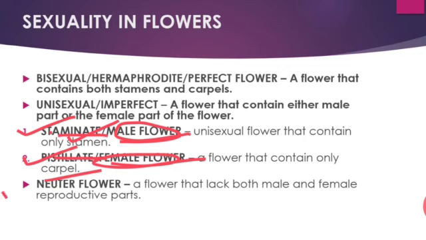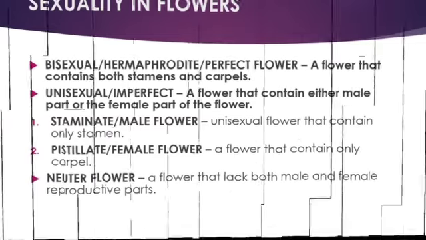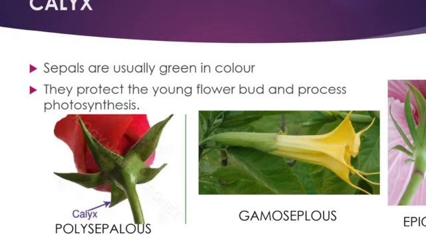Then last comes the neuter flower. Neuter means the flower will be lacking both the male and the female part. That is known as a neuter flower. So these were some terms related to sexuality in flowers. Next we'll be studying the parts of the flower and some important terms related to them.